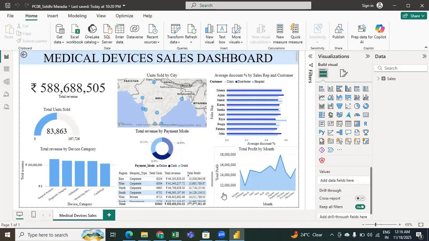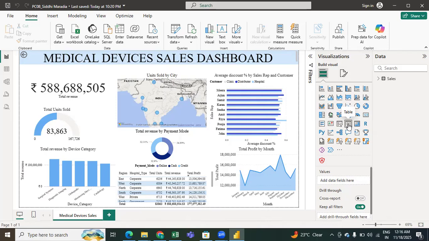Now coming to the table, where the table has different regions: east, west, north, south. Then next to it is hospital. This table is generated from the data given over here, and from that table, in the column section, I've put five things: region, hospital type, total units, total revenue, and total profit.